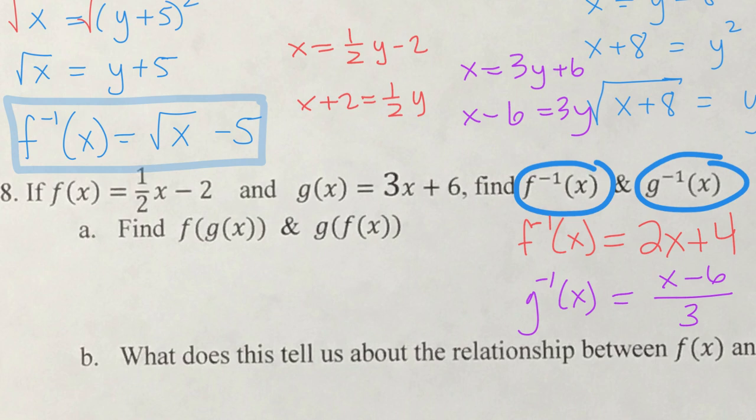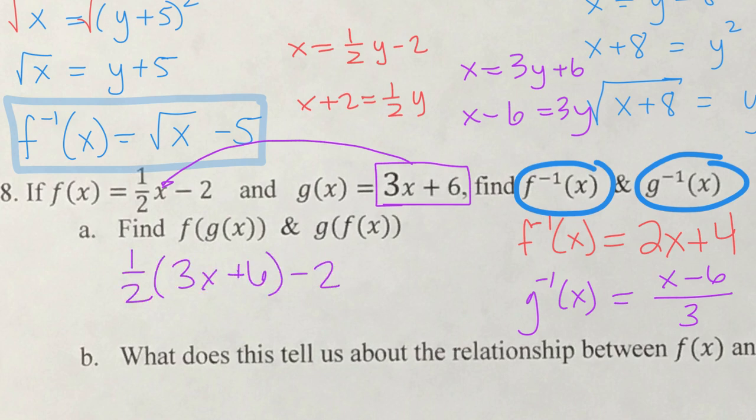It wants f of g of x, which means take your g equation and plug it into your f function. Half of 3x plus 6 minus 2. Okay, so when we do that, we get something that's not exactly gorgeous. So 3 halves of x plus 3 minus 2, right? Plus 3 minus 2 is a plus 1. So we get this as the composition, f of g.